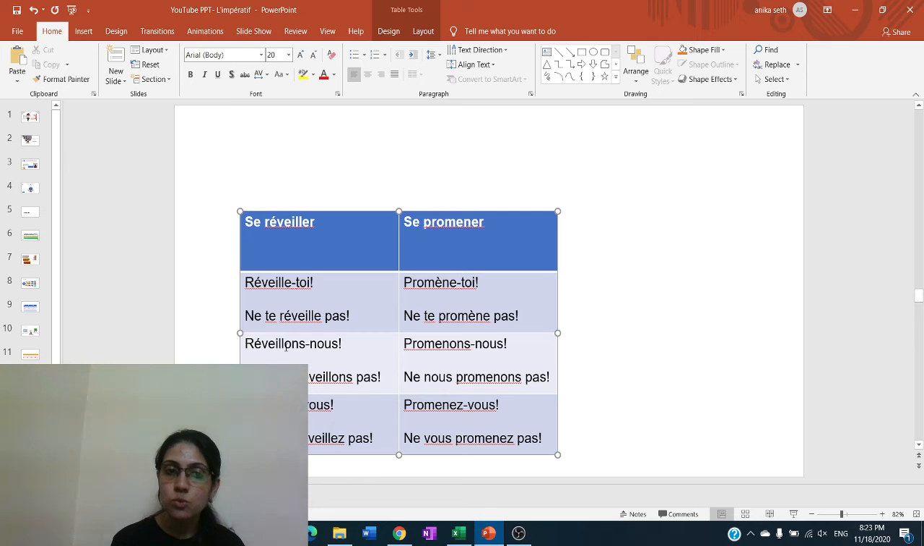Then here it is réveillons-nous. Ne nous réveillons pas. Réveillez-vous. Ne vous réveillez pas. So toi after the verb, because this has changed from te to toi, nous after the verb, vous after the verb. So in all the imperative forms of the pronominal verbs, your object pronoun comes after the verb. But when we are changing to negative, this will go back to its original place and become ne te réveille pas, ne nous réveillons pas, ne vous réveillez pas.